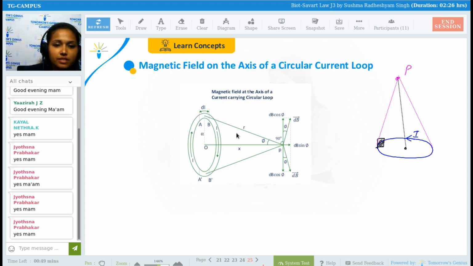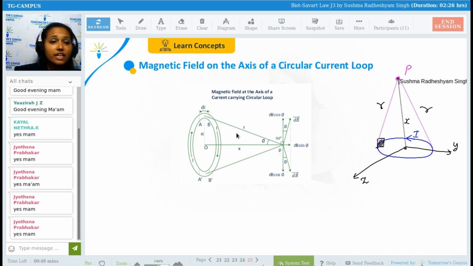So see, this is your known coordinate system. Let's say this is your x-axis, this is your y-axis, and the third one is your z-axis. Now, this is your r length. If this is r, this is also r. Now, at this point, there is a magnetic field. Not only at this point, you have two magnetic fields, one going in this direction and another going in this direction.